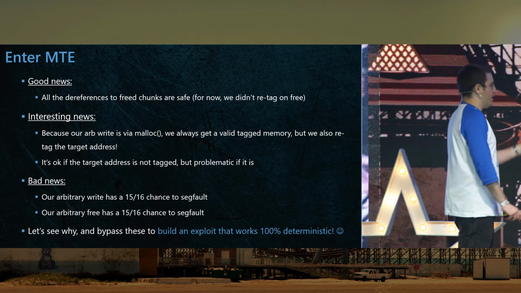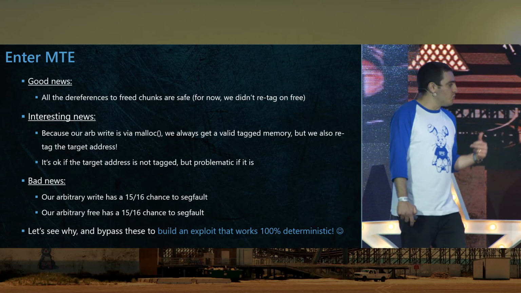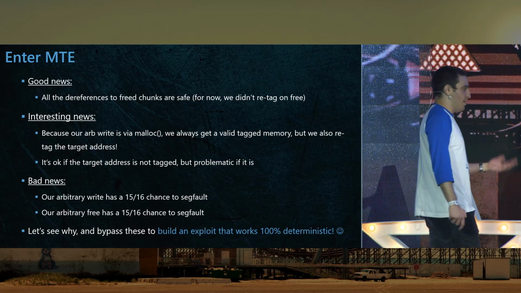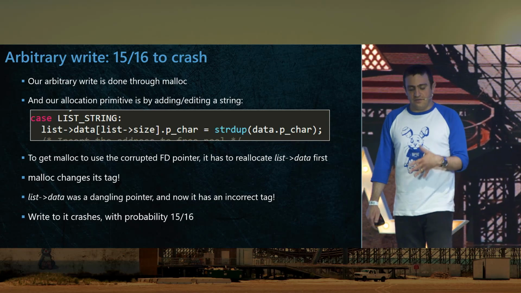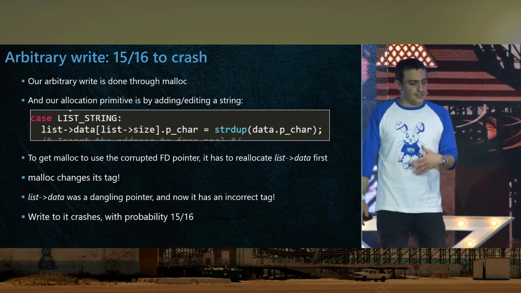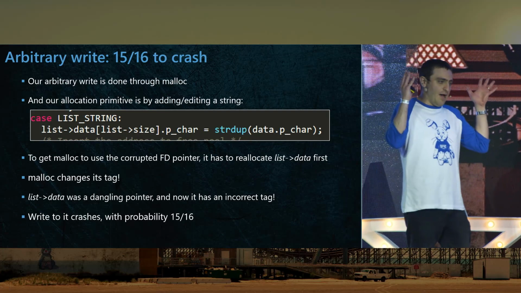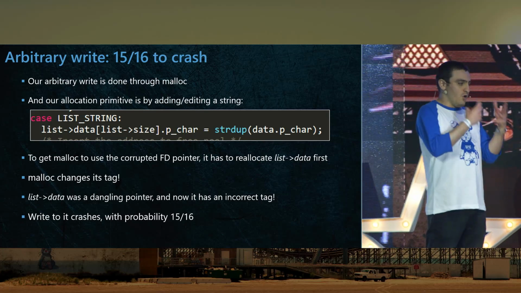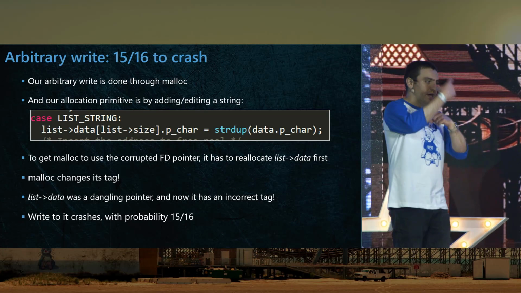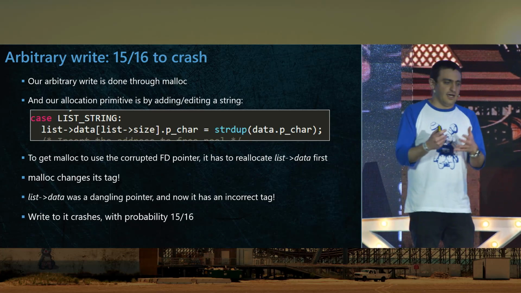The really bad news is that both arbitrary write and arbitrary free are very likely to crash, and I want to show you why, and how we can bypass this. So why does the arbitrary write fail with such high probability? Just a short reminder, we trigger arbitrary free on the array of the elements. Now we corrupt the FD pointer, we reallocate this array, and now the next return value of malloc is fully under our control.